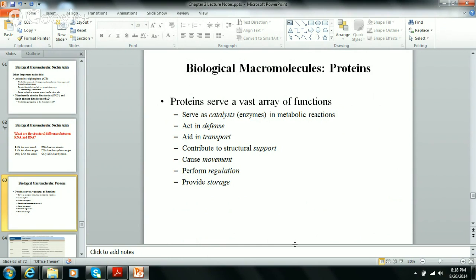They cause movement, which you use protein to make things like actin and myosin in your muscle cells. And when your muscle cells contract, it uses actin and myosin so that it can make you move. They perform regulation. You can use proteins to make special hormones. Yes, you do make hormones out of protein. And so you can use these special protein hormones to regulate any number of different functions in the body. And it provides storage. You can use these protein molecules, like, for example, hemoglobin is made out of protein. And you use hemoglobin to store oxygen in red blood cells.